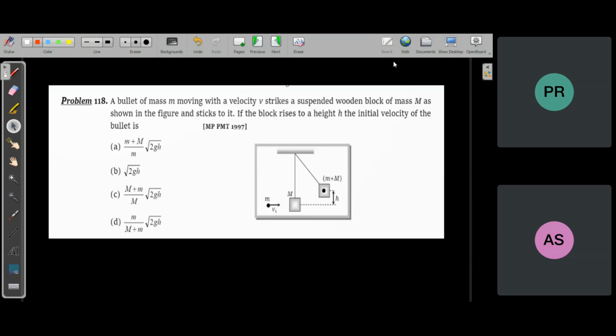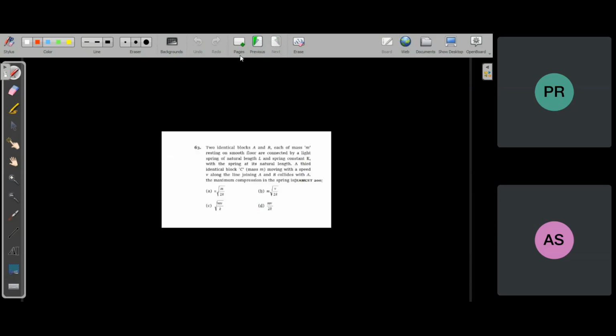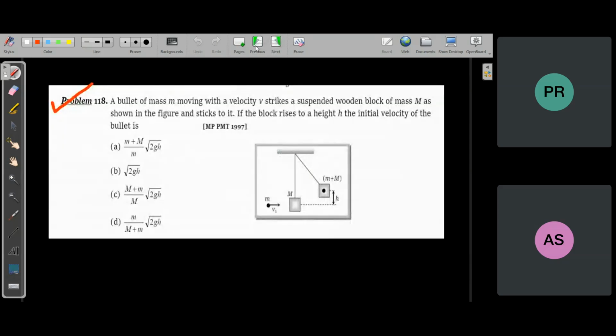So the equations can be: applying linear momentum conservation with its velocities after collision. After that, applying the law of conservation of energy, gain in potential energy equals loss in kinetic energy, you can get the velocity. Initial velocity, you have to find v1, right? Yes. What will be the final velocity here?